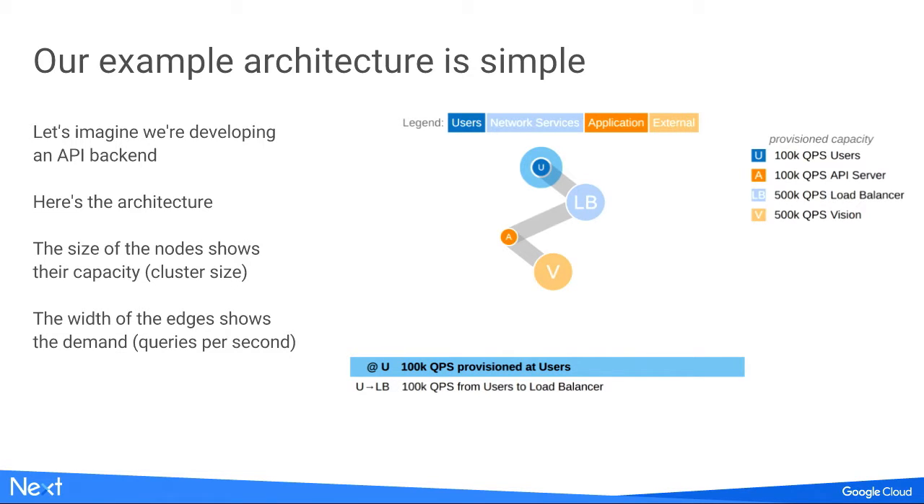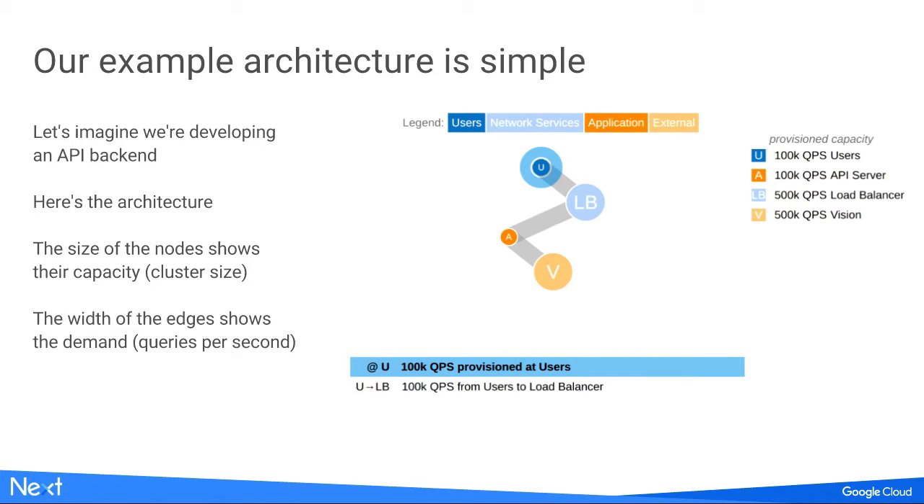I've made the sizes of the dots represent the capacity of that node, right? So if it's users, think about it as enough users to generate 100,000 queries per second. And queries per second is a terminology we use in Google. It comes from our days in search, where people are doing queries. So a lot of people say requests per second. We just use this term queries per second.